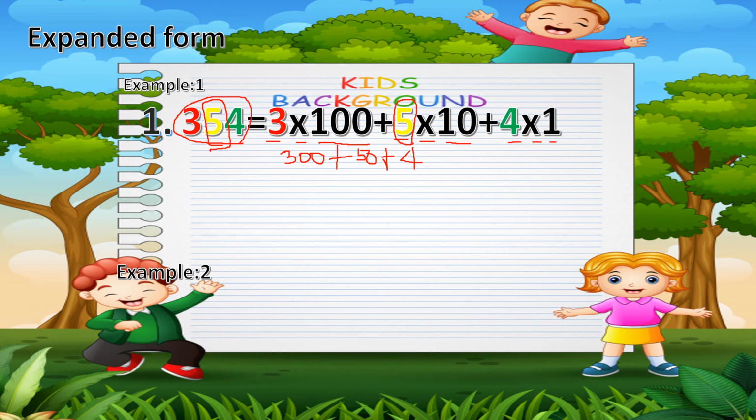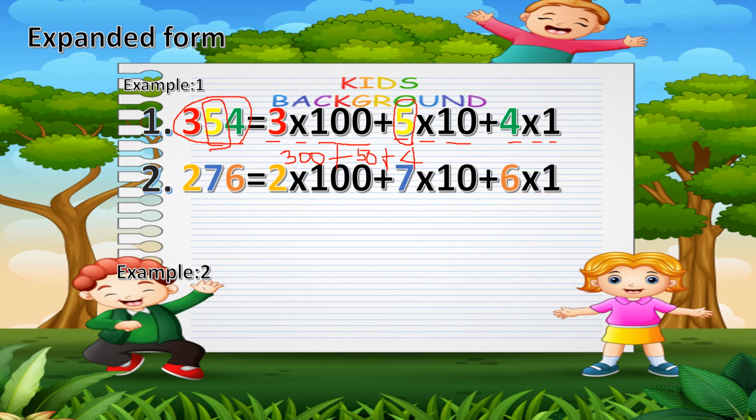Okay, now next number. Number 2, we have here 276. Okay, 276, we're going to break it up like 2 times 100, because 2 is in the hundreds place, right? So 2 times 100, plus 7 times 10, because 7 was in the tens place, right? Then plus 6 times 1, because 6 is in the ones place. Okay?